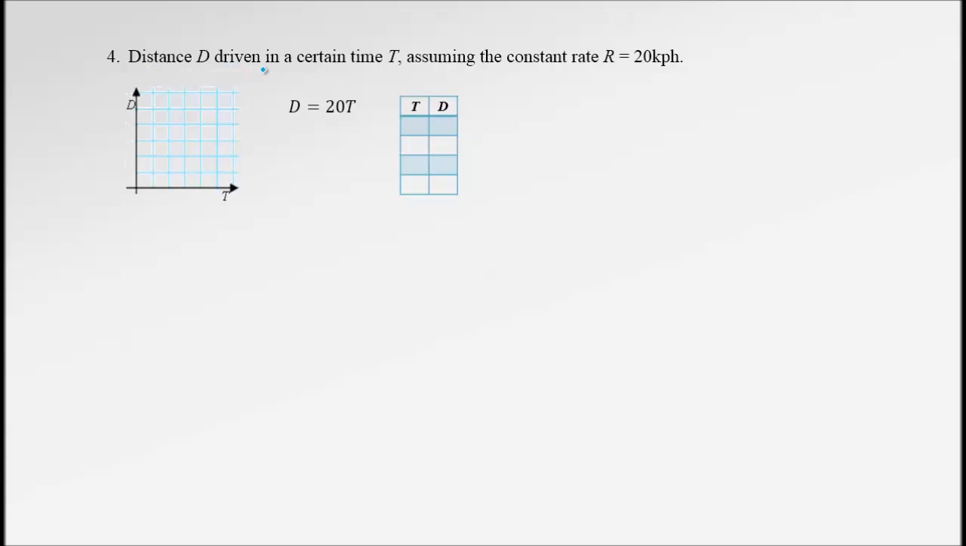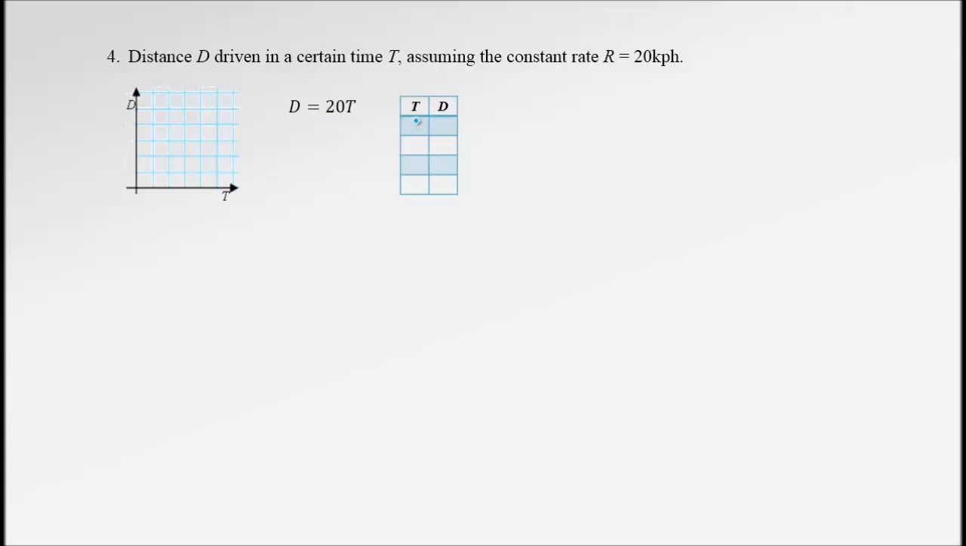Distance d driven in a certain time t, assuming the constant rate r, which is 20 kilometers per hour. The formula that relates distance with time is distance is rate times time, but the rate is given, so it's 20t. As soon as we have a formula, we can easily develop a table of values and we can easily graph it in a system of coordinates.